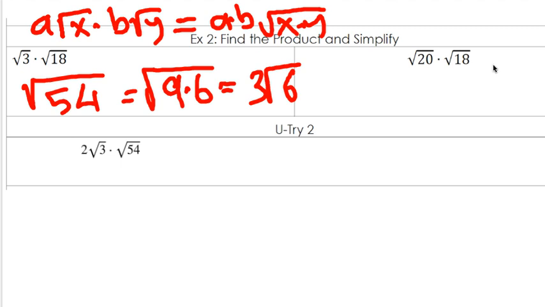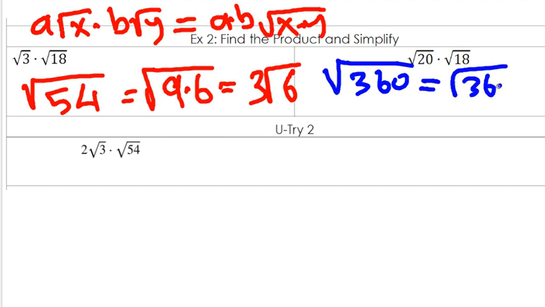On the next example, I have square root of 20 times square root of 18. We can just go ahead and multiply 20 and 18. That will make 360. 360 can be split into 36 times 10. 36 is a perfect square, which will go outside as 6. Inside of the square root, we will have 10. Please pause the video and try the Utry too.